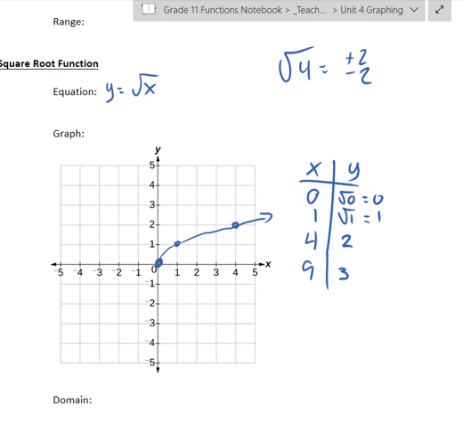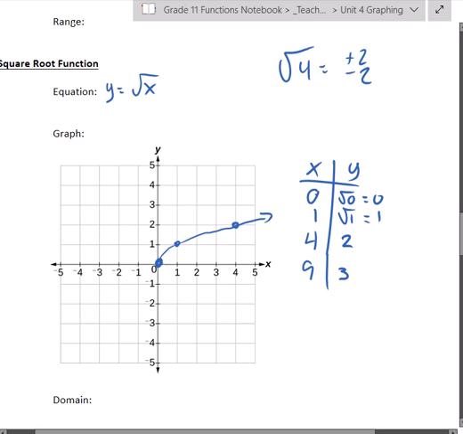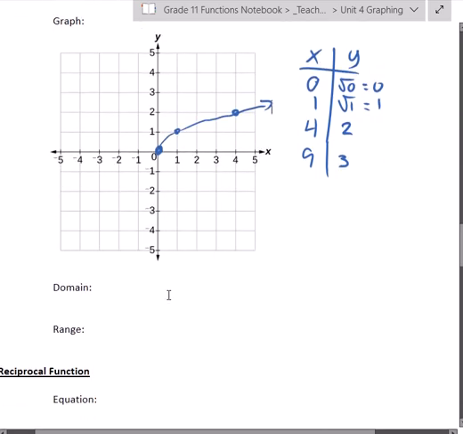So this is our parent function for the square root function and its graph. Its domain, as we saw, cannot be negative. So we say x is an element of all real numbers such that x is greater than or equal to 0. So x can be 0, but it cannot be less than 0.